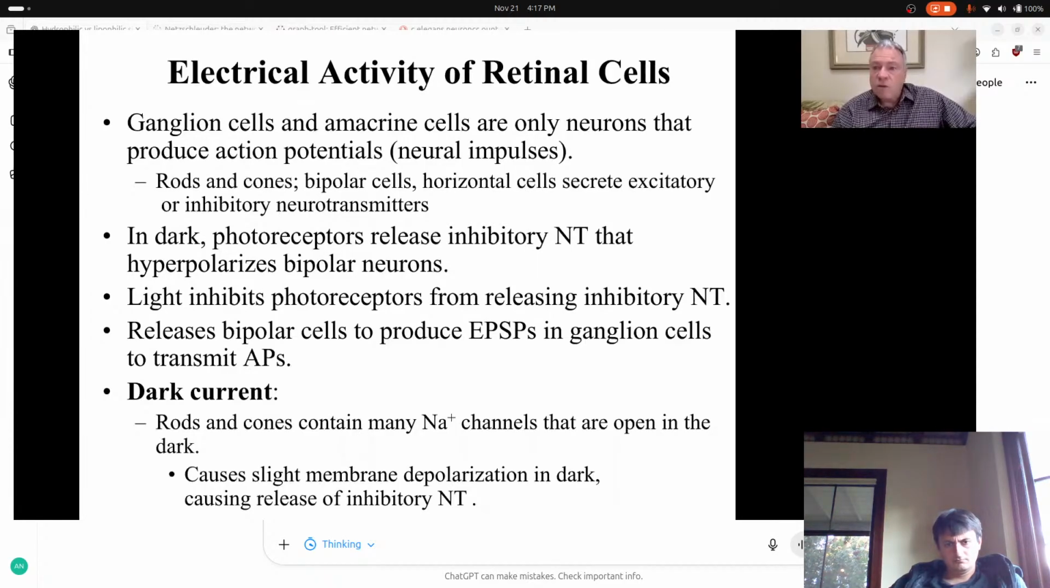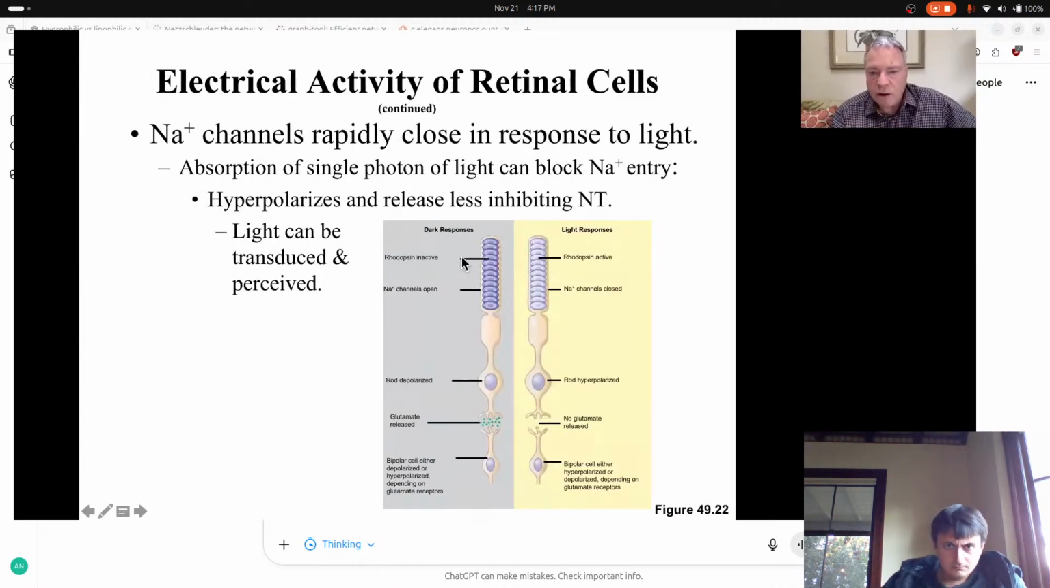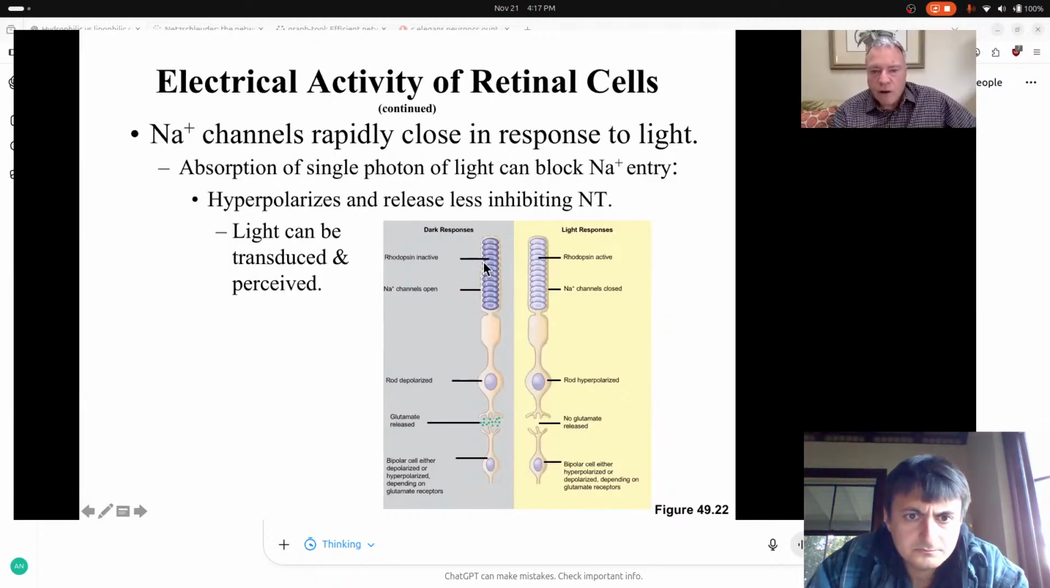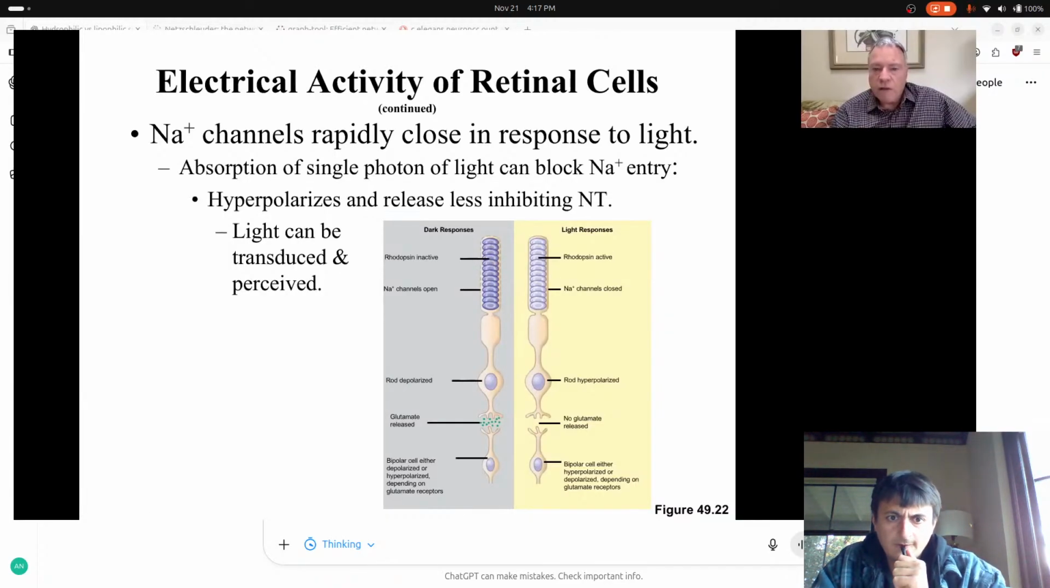But when they fire, they're releasing an inhibitory neurotransmitter. So the light blocks the dark current, which blocks the inhibitor. Okay. So here's trying to illustrate that here. So in the dark, again, the pigment is in the cis conformer, and therefore this thing is constantly depolarizing and releasing inhibitory neurotransmitters, inhibiting the bipolar cell.